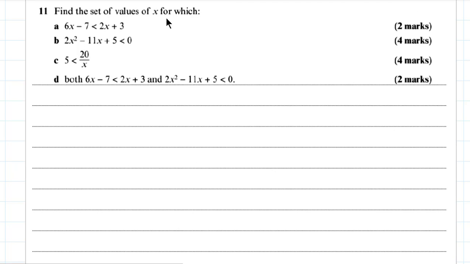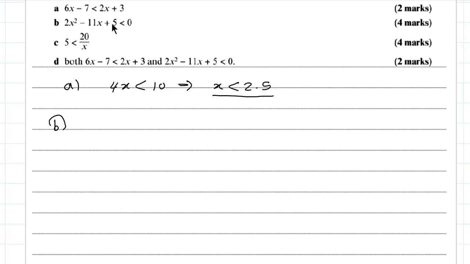11. Find the set of values of x for which 6x minus 7 is less than 2x plus 3. Okay, piece of cake, of course. We can write 6x minus 2x to be 4x, and then less than 3 plus 7 to be 10. In this case, we can write x less than 10 over 4, which is 5 over 2, 2.5.